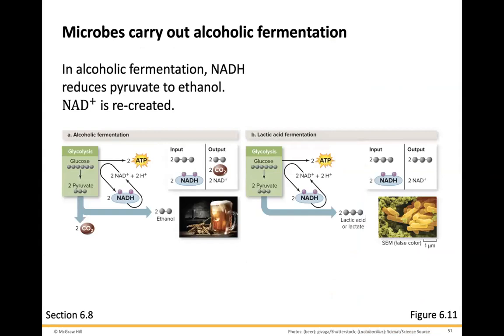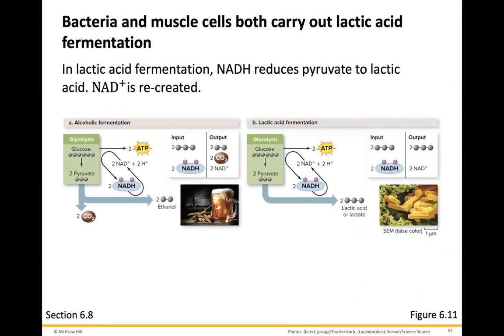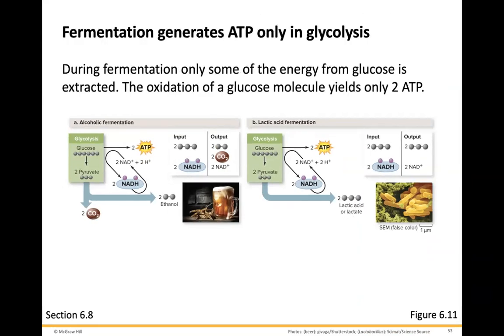Microbes do carry out alcoholic fermentation. This is how we make beer, and this is how we make wine. They also carry out lactic acid fermentation. This is how we make a lot of dairy products and cheese products. Fermentation generates ATP only during the glycolysis process, through the ATPs that were made by substrate level phosphorylation. If you remember going back to glycolysis in the beginning of this presentation, we end up synthesizing 4 ATPs by substrate level phosphorylation. However, we had to use 2. So if you undergo fermentation, your net gain of ATPs is only going to be 2.